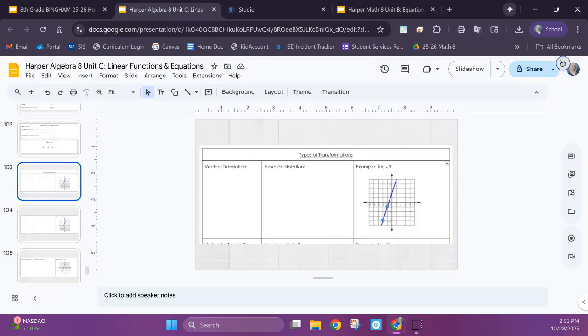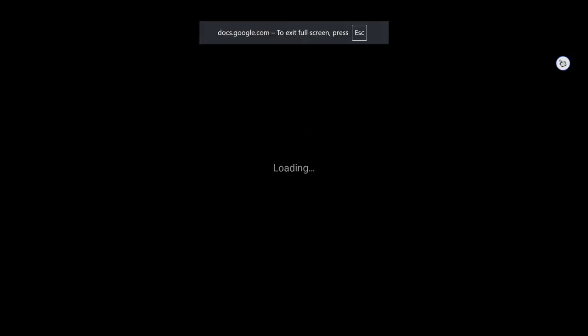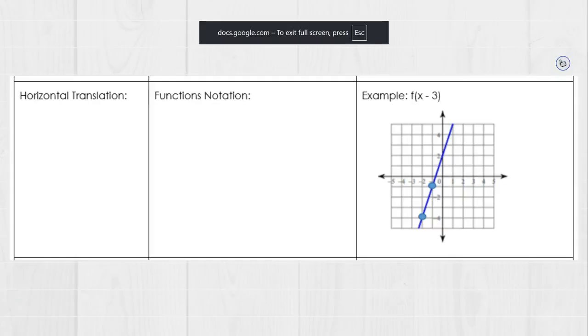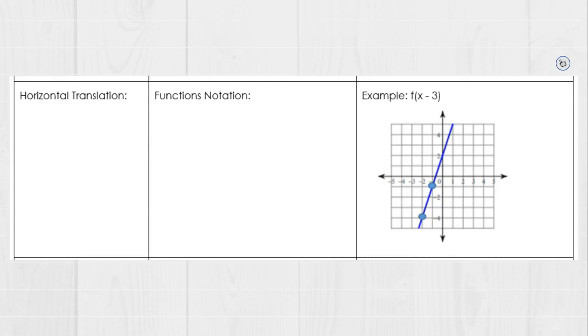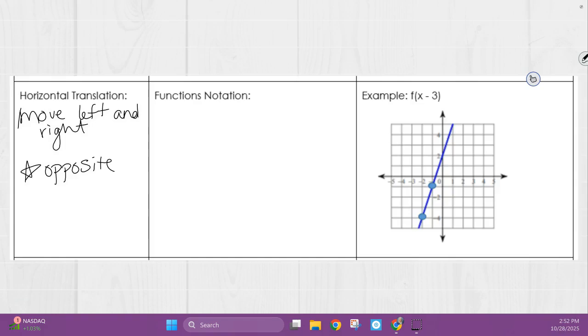Our notes from yesterday, well, today. All right, so we did vertical translations, which was moving up and down. My horizontal translations move left and right. Remember, these are opposite direction than you think.